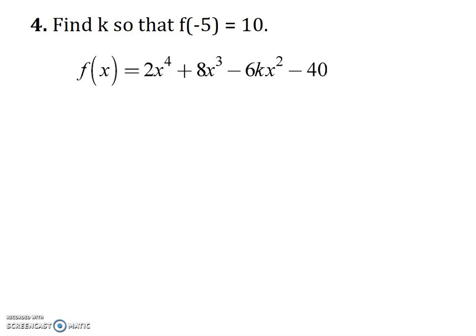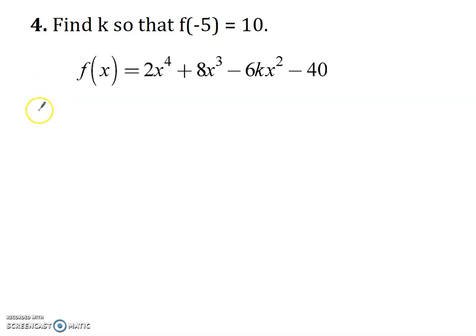We want to find k so that f of negative 5 equals 10. So what that means, if I were to plug negative 5 in for all the x's, we want the function, which would be like the y value, to equal 10. Now, sometimes it's easy to just plug in negative 5, okay? But on this one, these numbers get pretty big if you're just plugging it in.